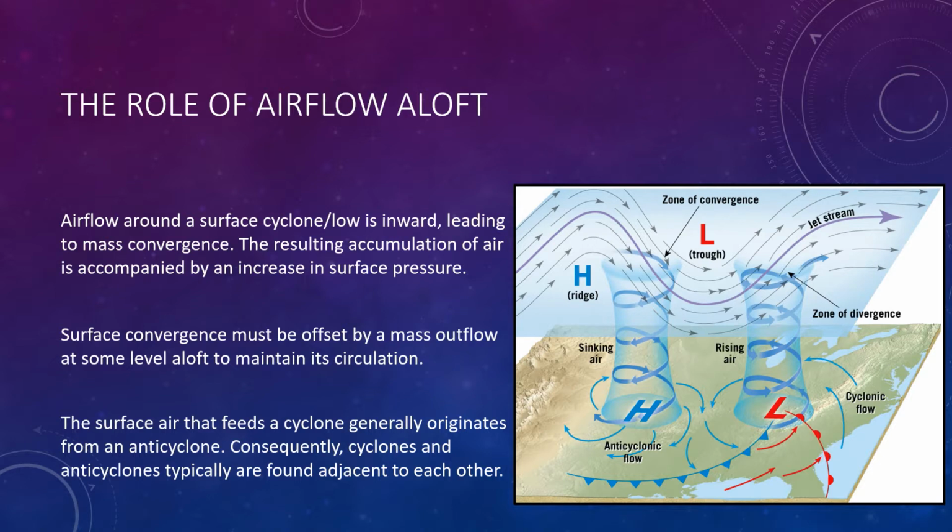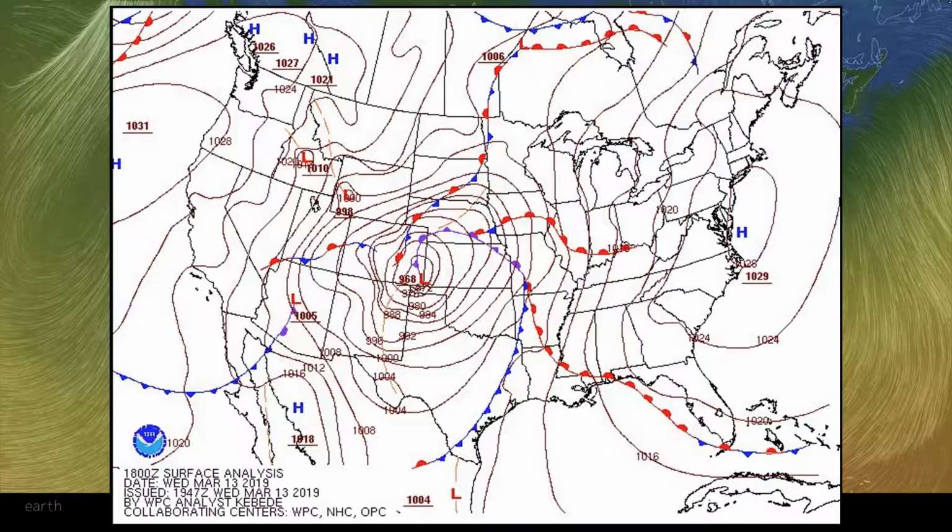So I wanted to show you a really interesting example. I'm filming this right now. It's March 18th of 2019. Several days ago, the United States experienced one of the strongest low pressure systems ever recorded over the central United States. So here's a surface map from March 13th, just 5 days ago.